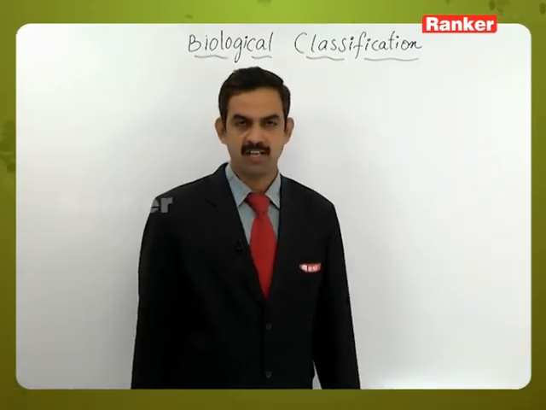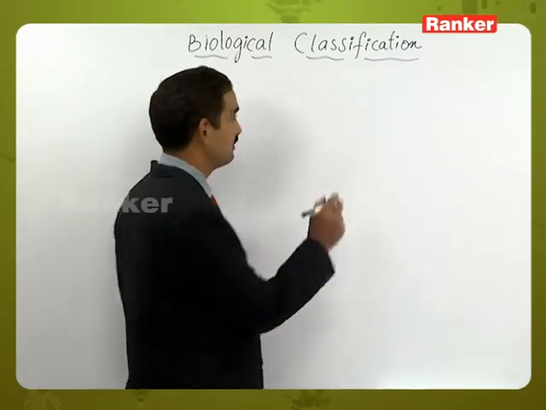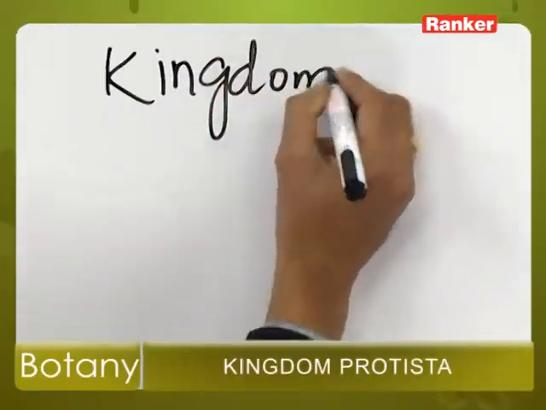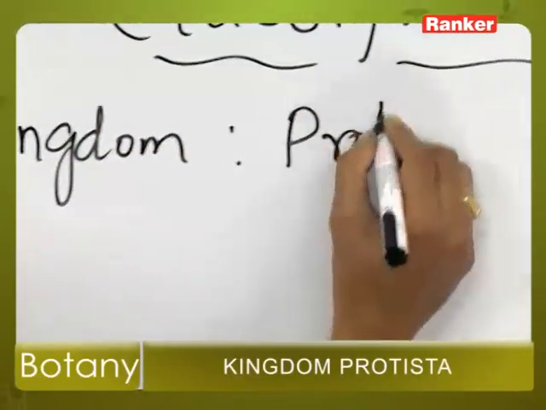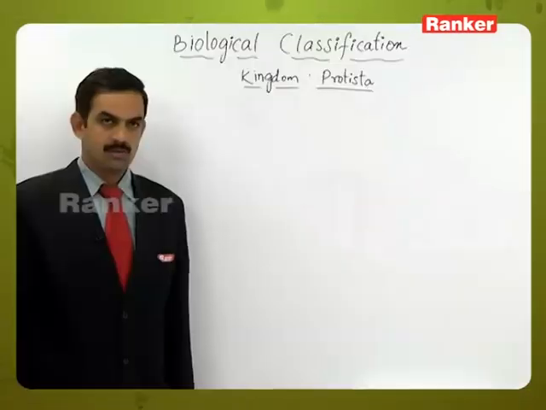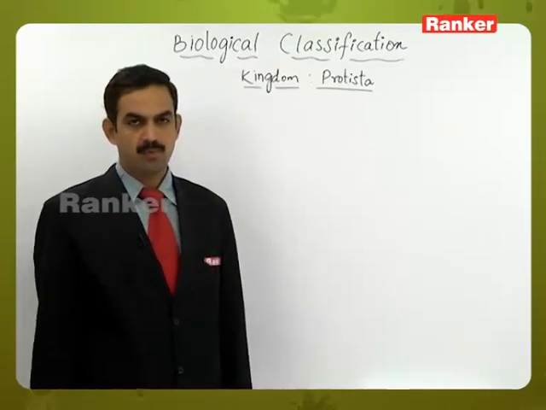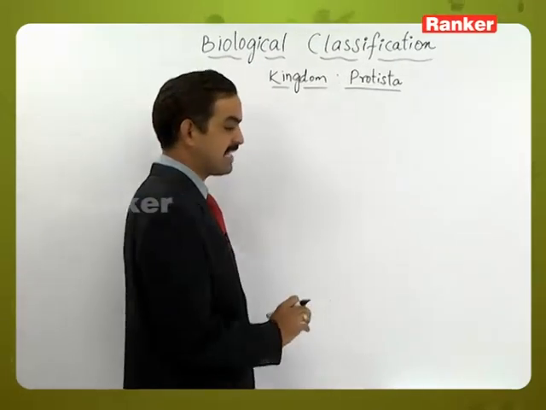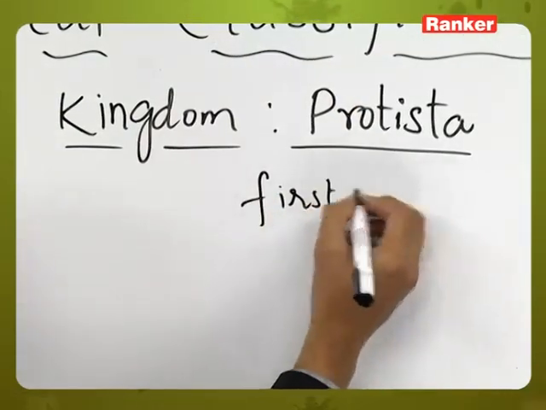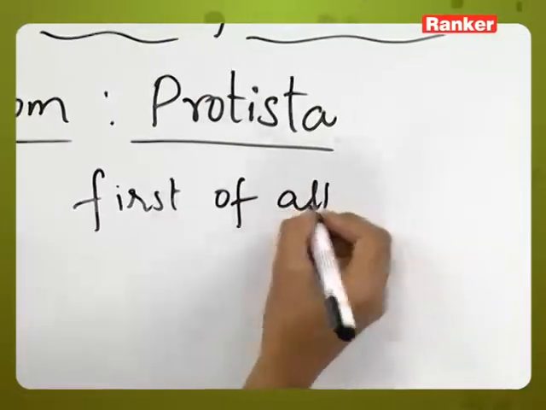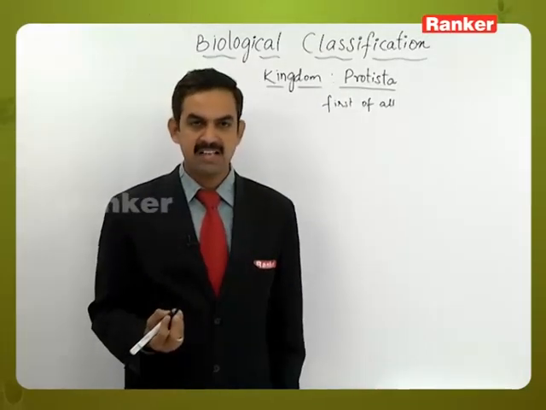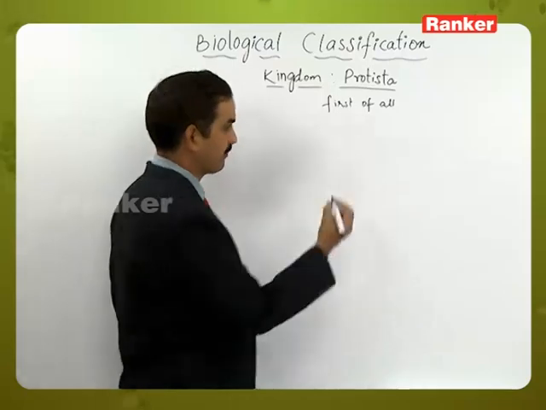In the 5 kingdom classification, the second kingdom is the Kingdom Protista. The word Protista was derived from the Greek language, which means "first of all." This concept, or this word, was given by the scientist Ernst Haeckel.